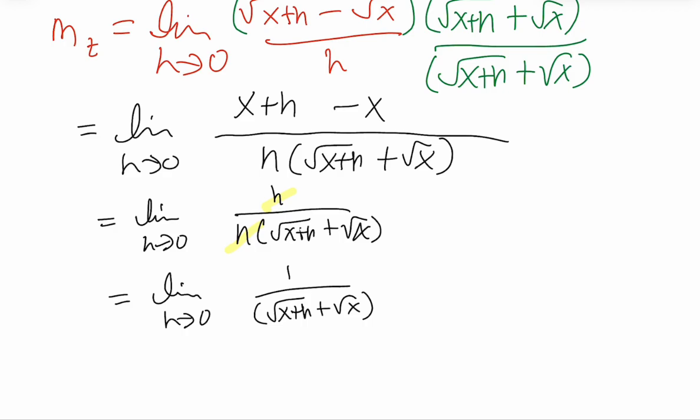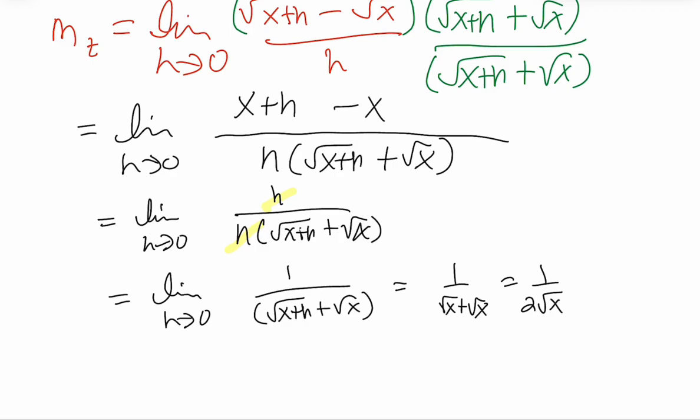Okay. Can we plug in 0 now where the h is sitting? Sure, yeah. What we get is 1 over the square root of x plus the square root of x, because the h is 0, so the h is gone. What is the square root of 7 plus the square root of 7? 2 square root of 7s. The square root of x plus the square root of x is 2 square root of x's. So that is 1 over 2 square root of x's.